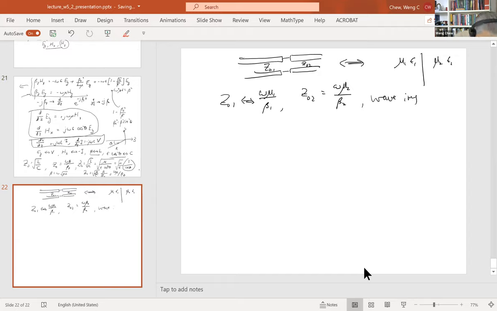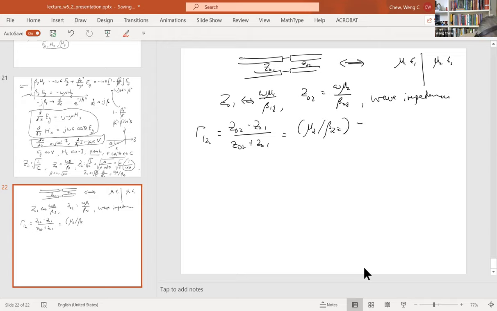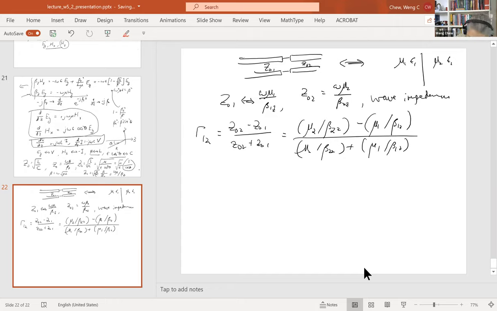And then we know that gamma 1,2 for a single junction transmission line is Z02 minus Z01 over Z02 plus Z01. Now if you plug this in, you will get exactly what you have seen before, which is mu 2 over beta 2z. This should be a z here. You will get mu 2 over beta 2z minus mu 1 divided by beta 1z, over mu 2 over beta 2z plus mu 1 over beta 1z. And you can re-manipulate this, and if you re-manipulate this, it will look exactly like what we have found before.